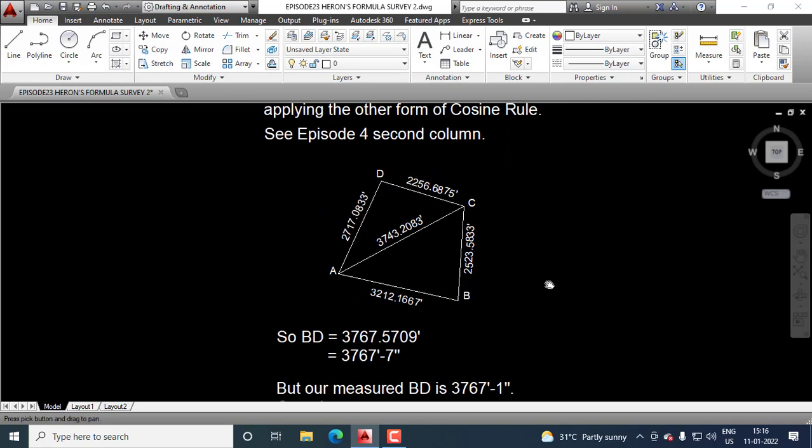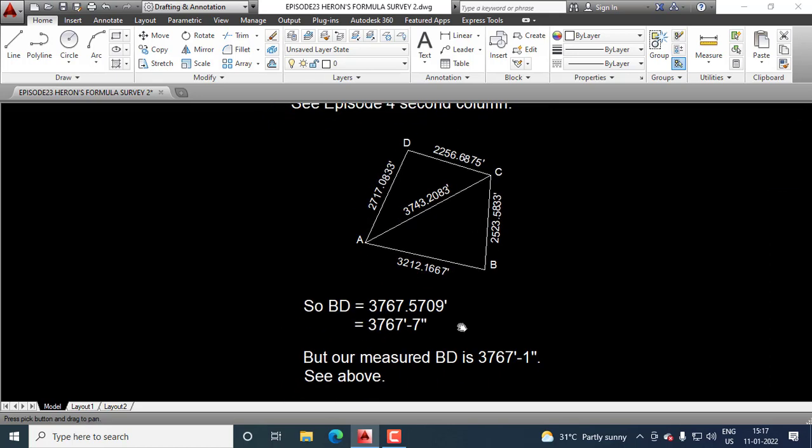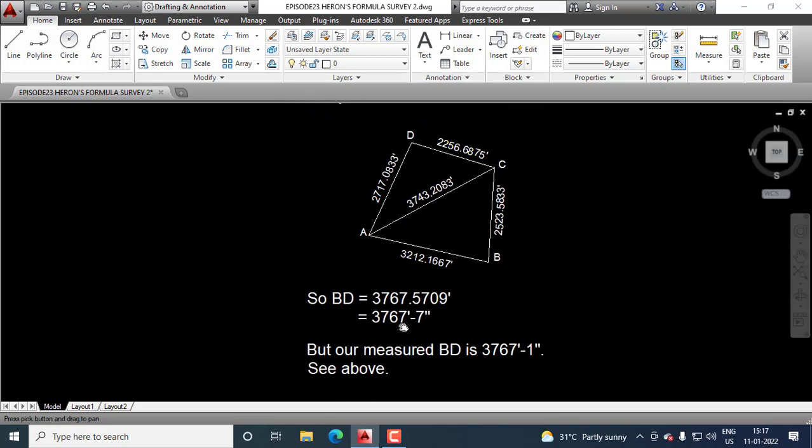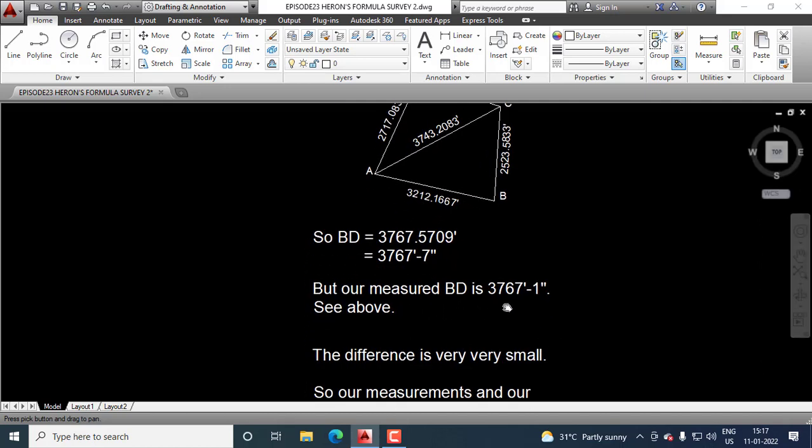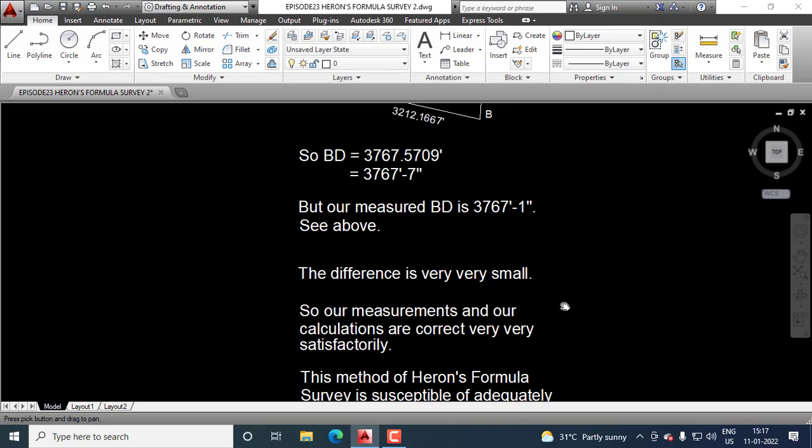So after calculation, we get BD as 3767.5709 feet. If we convert this figure into feet and inches, this will roughly become 3767 feet 7 inches. But our measured BD is 3767 feet 1 inch. See above. The difference is very small. So our measurements and our calculations are correct very satisfactorily.